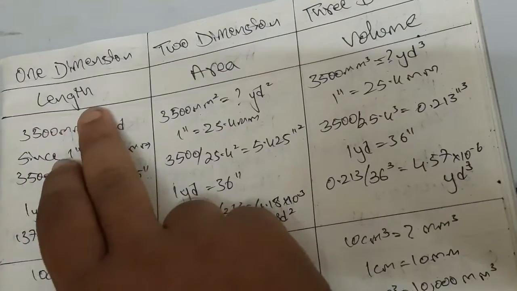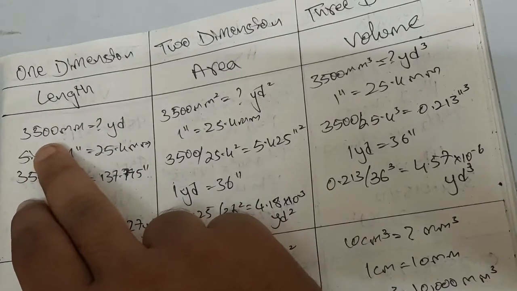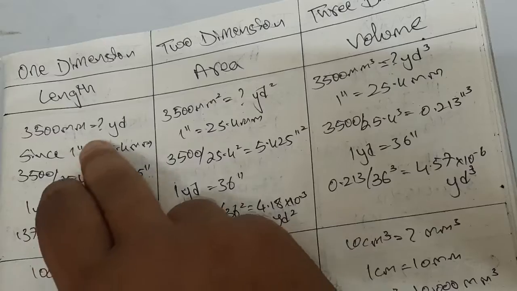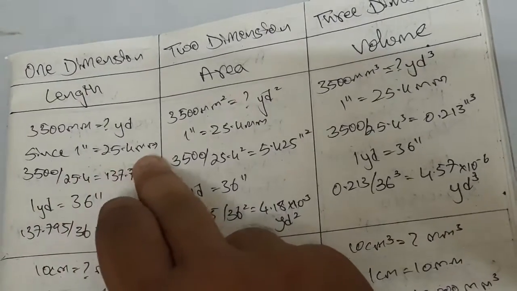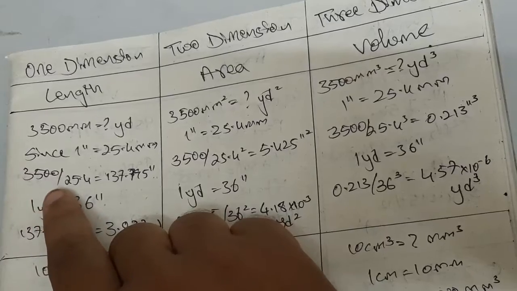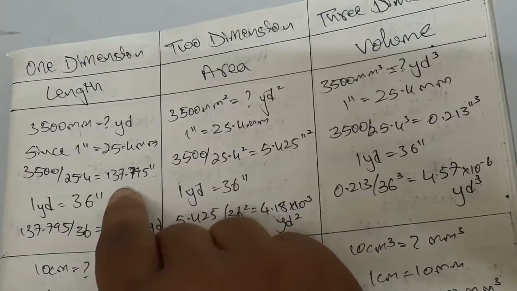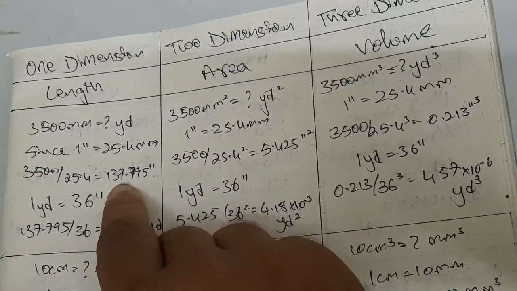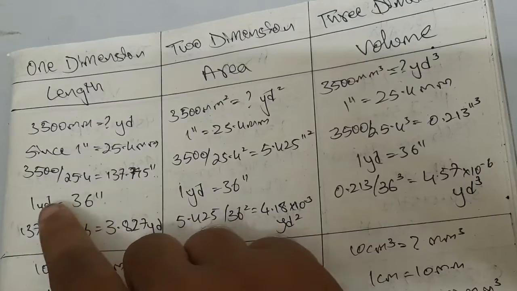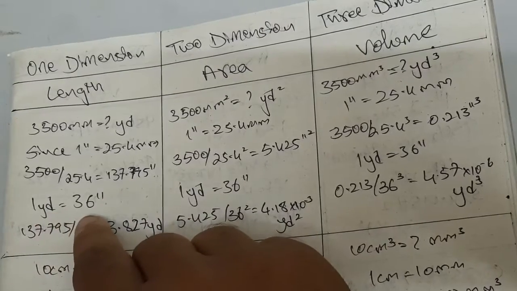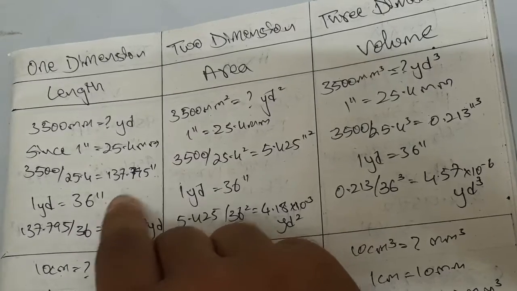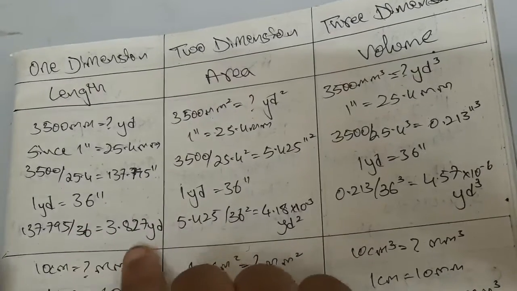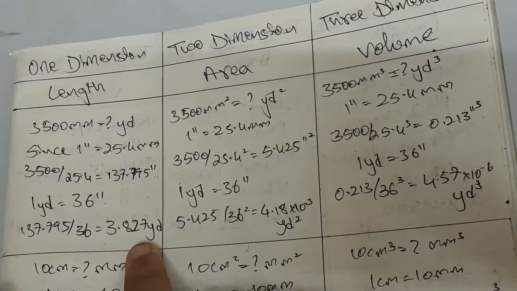Now in the one dimension, coming on to our next problem, 3500 mm is equal to how many yards? Since 1 inch is equal to 25.4 mm, we divide 3500 by 25.4, which gives us 137.795 inches. Since 1 yard is equal to 36 inches, we divide 137.795 by 36, which gives us 3.827 yards.